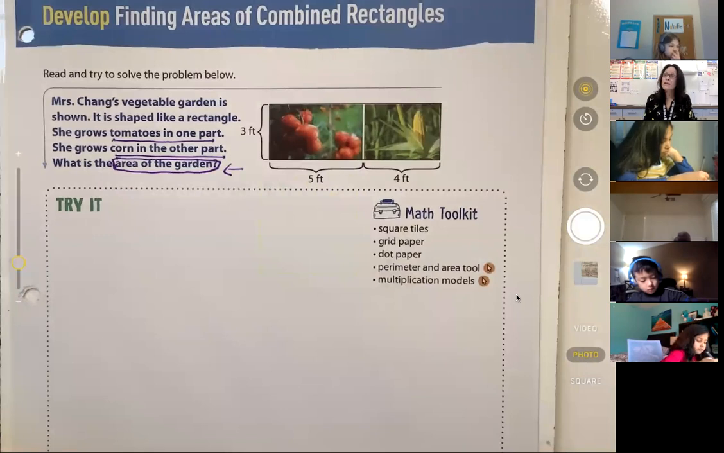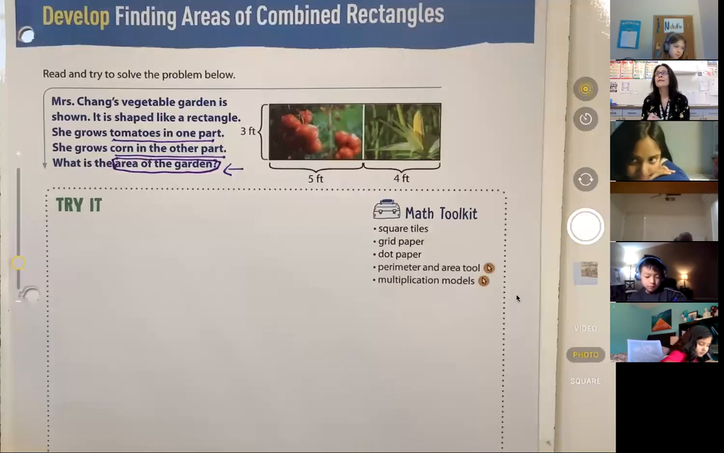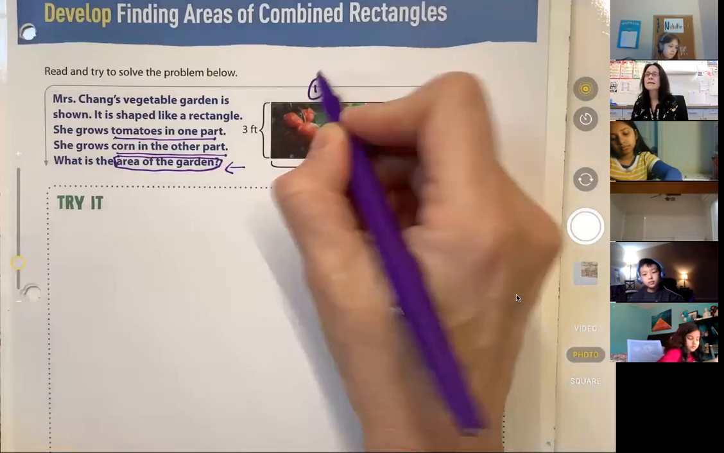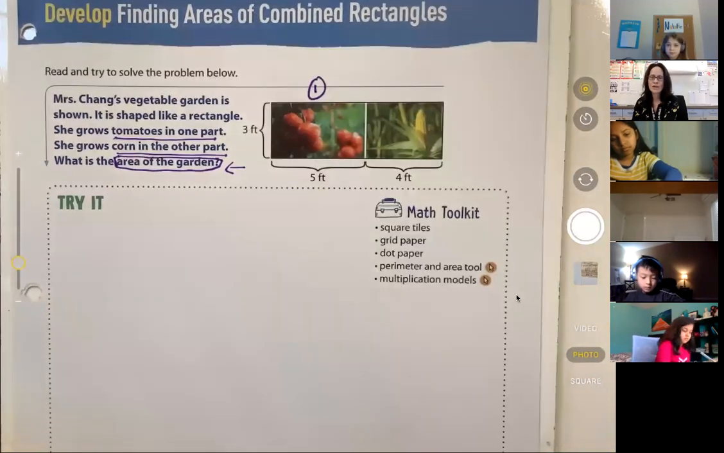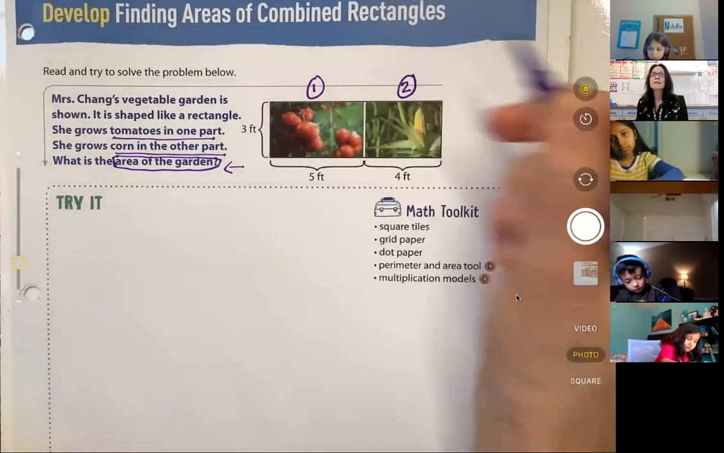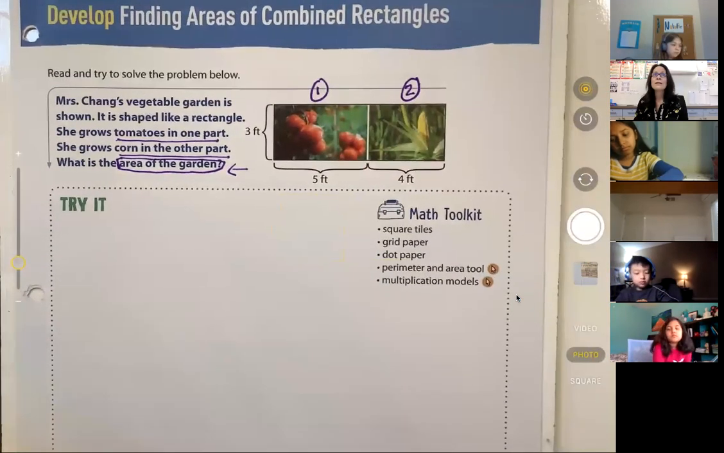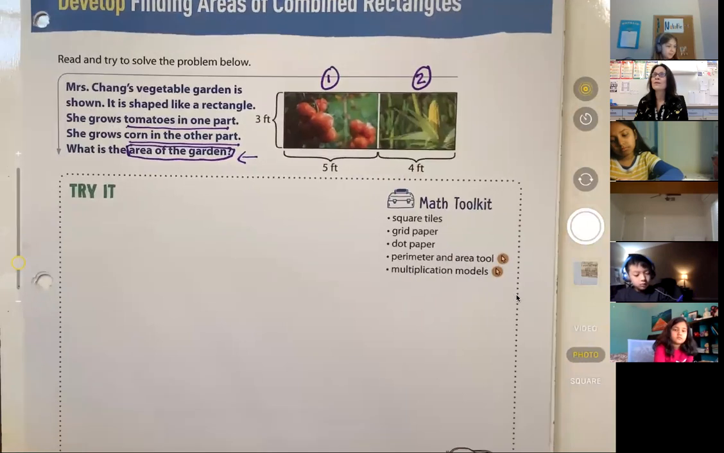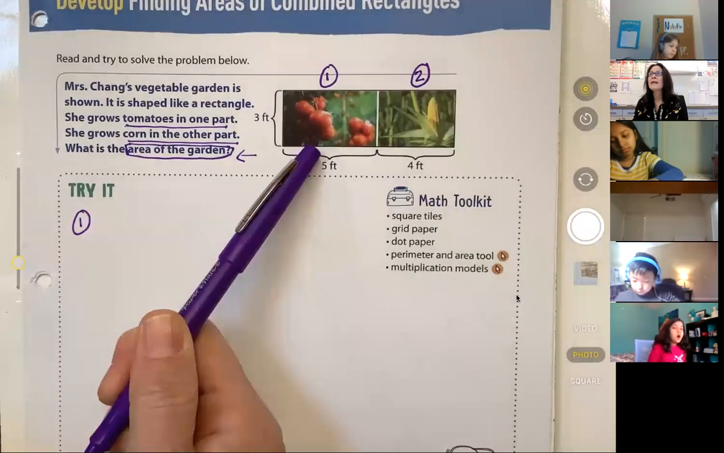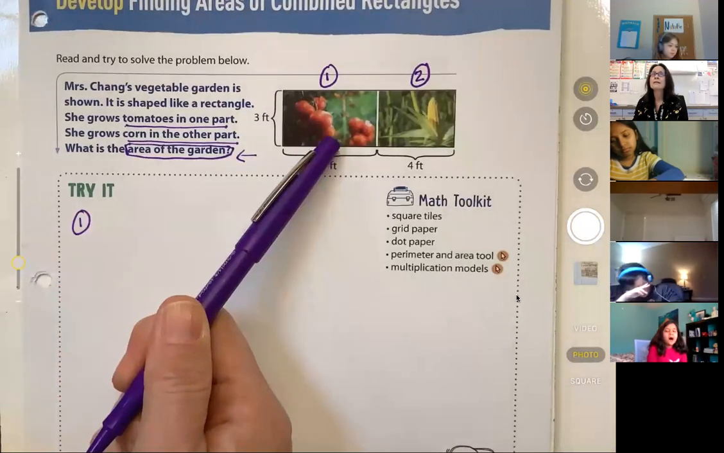There are different ways that you can approach this. What I like to do is take it one section at a time. So this is going to be tomatoes. That's going to be section 1, or my first shape. And then I'm going to look at the corn. That's going to be my second shape. So down here where it says try it, this is like my workspace, right? So number 1 is here. I'm going to find the area of the tomato section first.